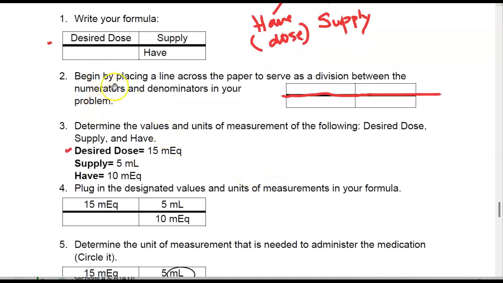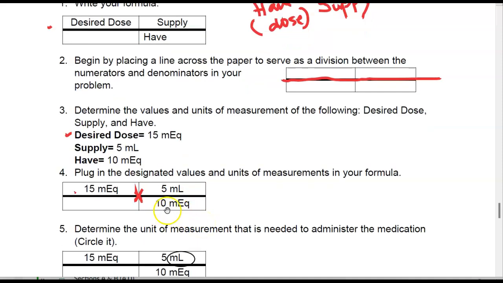So after that, we plug in the designated values and units of measurement in the formula. On top is your desired dose, so we have 15 MEQ, and times. I like to write this because sometimes it's not clear for some people. But it's nice to just write it down, to remind you, yes, you need to multiply. And plug in 5 ml as your supply and 10 MEQ as the dose that you have.